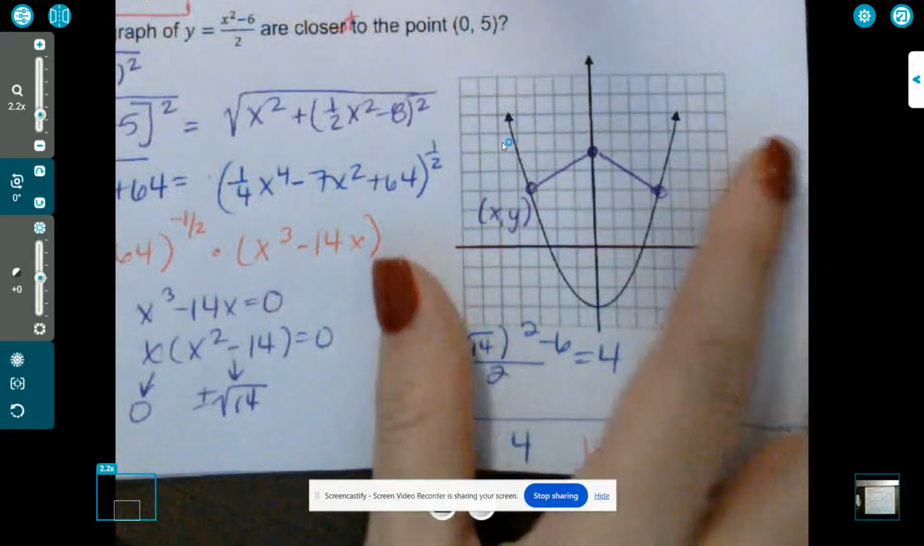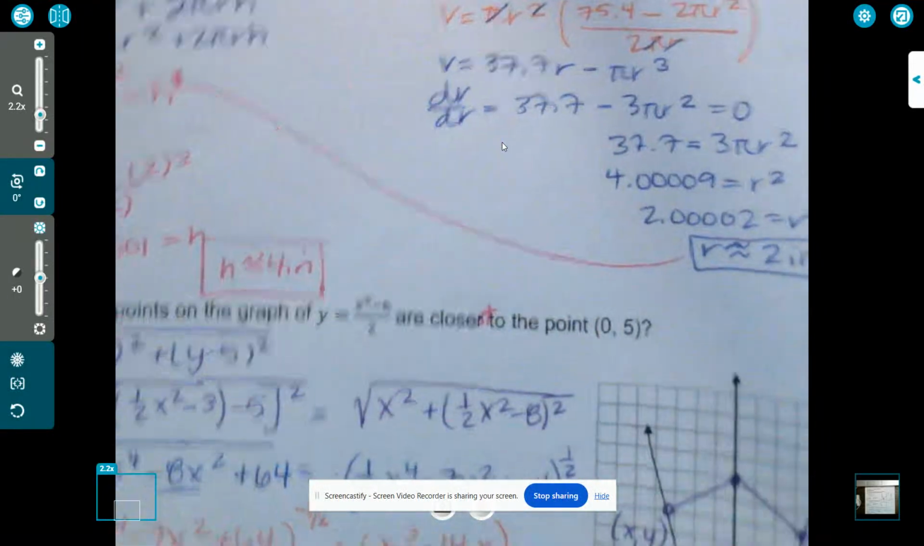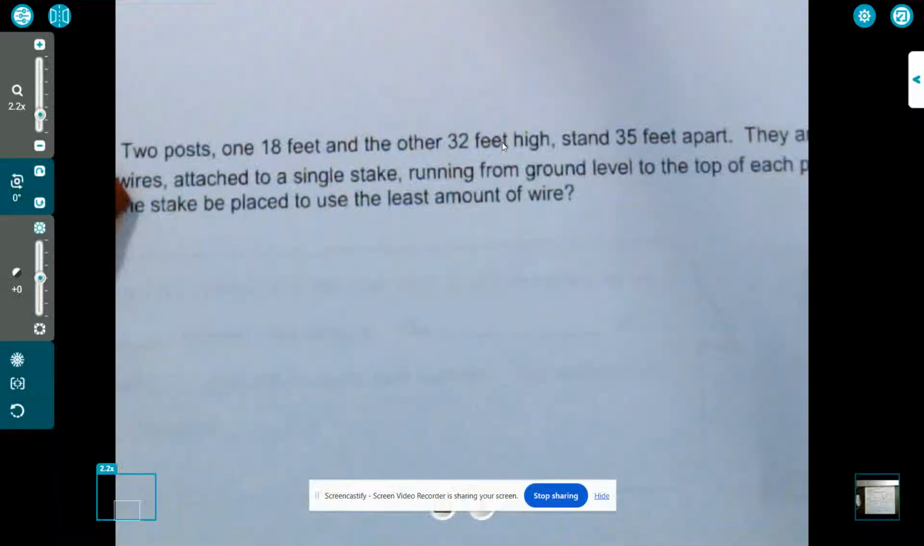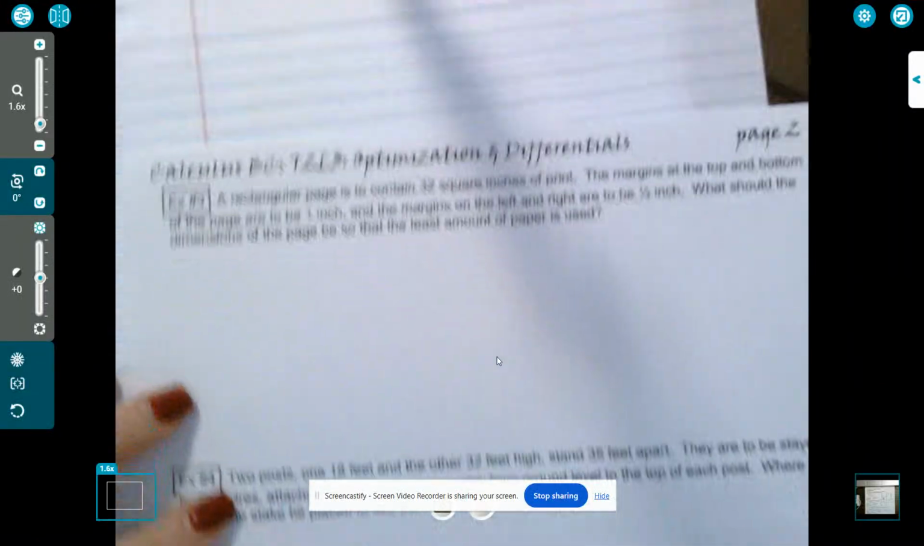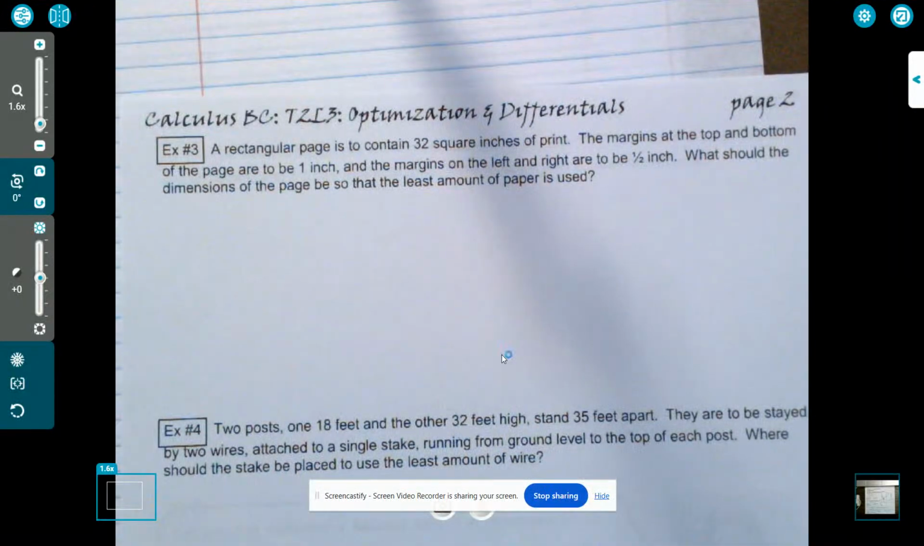All right, let's look at the next page. A rectangular page is to contain 32 square inches of print. The margins at the top and bottom of the page are to be 1 inch, and the margins at the left and right are to be ½ an inch.